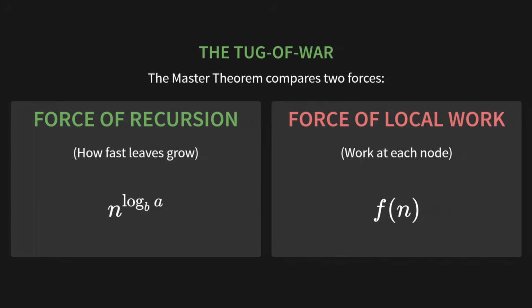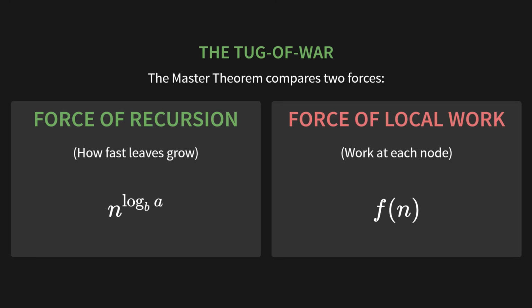Think of this as a tug of war. The Master Theorem compares 2 opposing forces. First, you have the force of recursion. This is how fast the leaves grow. We measure this with the term n to the power of log base b of a. And opposing it is the force of local work. This is just the work at each node, which is f of n.